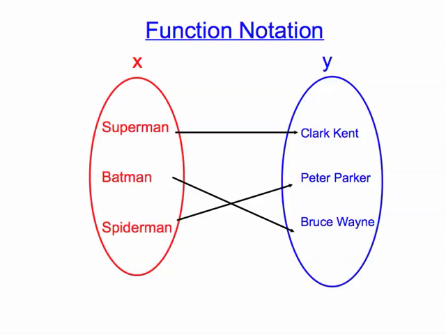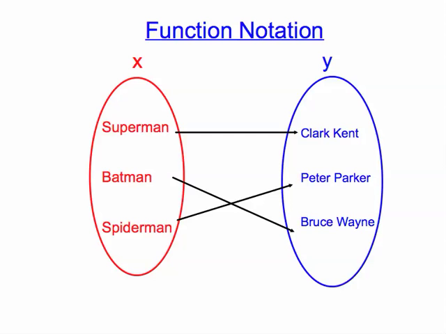Now we're going to take a look at a type of notation used with functions called simply function notation. To do that, we're going to go back to the mapping diagram of our superheroes and their secret identities. So again, we've got the x values, the superheroes on the left, and the y values, their secret identities, on the right. Now if we wanted to name the function that is taking Superman as an input and giving Clark Kent as an output, we might just call it the secret identity function.